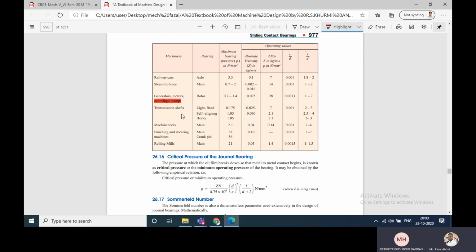These values we have to learn by heart. Actually, a data book should be provided, but the university is not giving permission to supply data books. It means you need to remember these values, the table values or empirical relations. See here, for a centrifugal pump, L by D is 1 to 2. You can select 1, 1.5, 1.75, 1.95, or 2. Any value from 1 to 2 you can select.